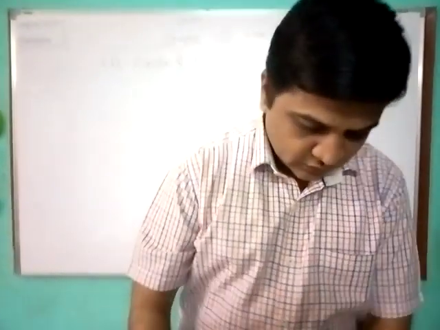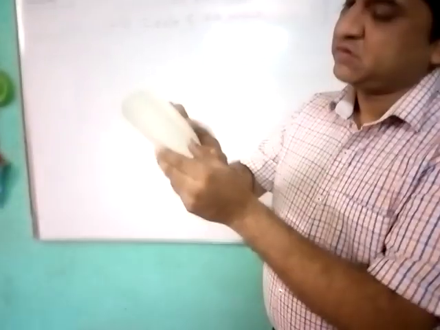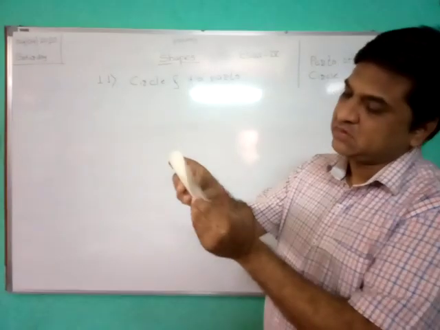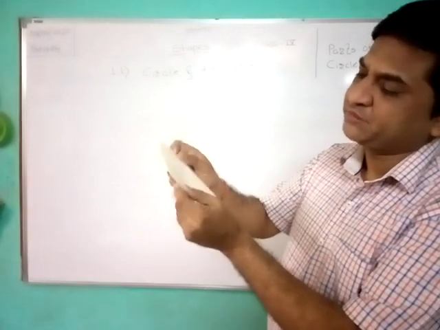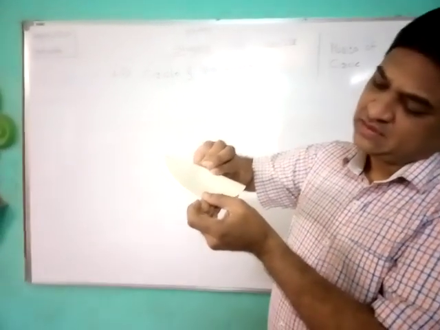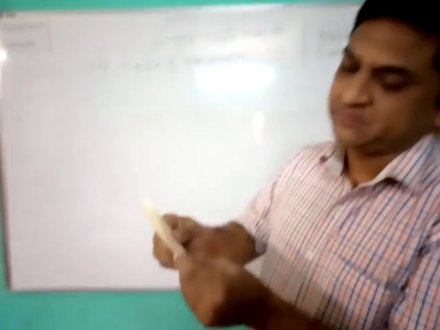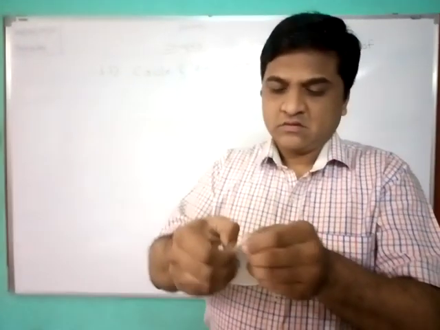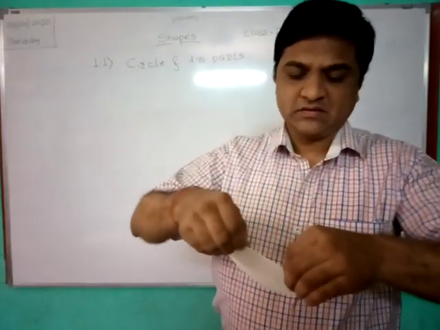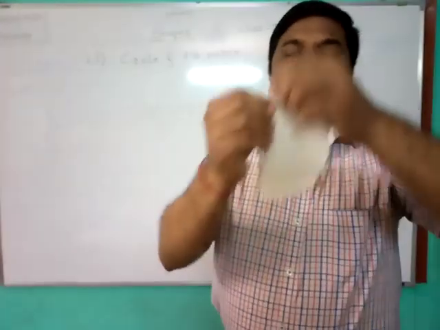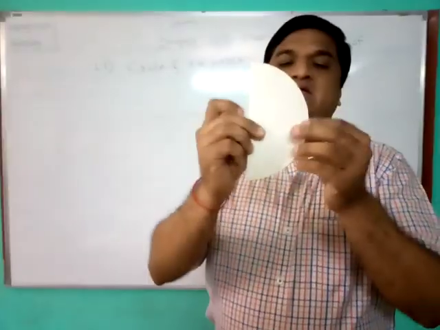Now we have a circle which is cut from the paper with the help of the cap of a jar. I'm going to fold it in such a way that half of the circle will exactly overlap the remaining half of the circle. So we will get the center line of the circle.